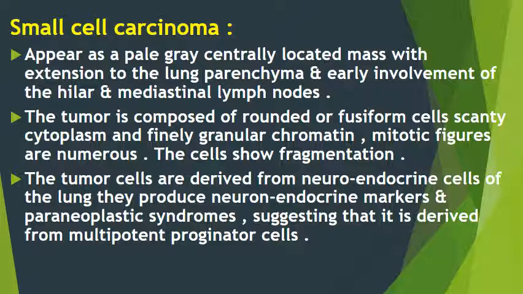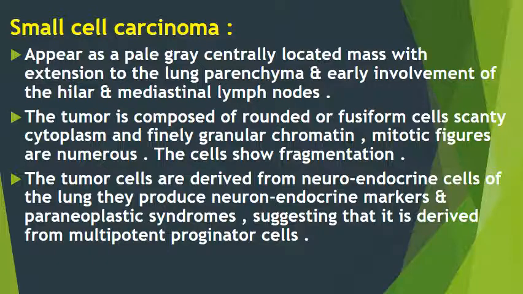This type of cancer appears as a pale gray, centrally located mass, the same as we see in squamous cell carcinoma. Small cell carcinoma and squamous cell carcinoma are mainly centrally located, in contrast to adenocarcinoma, which is mainly located peripherally. Small cell carcinoma extends to the lung parenchyma with early involvement of the hilar and mediastinal lymph nodes.